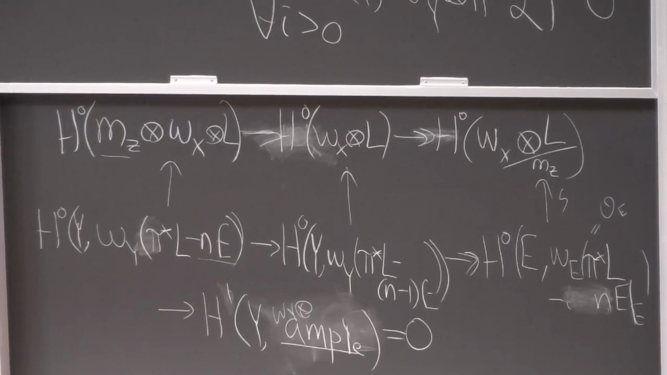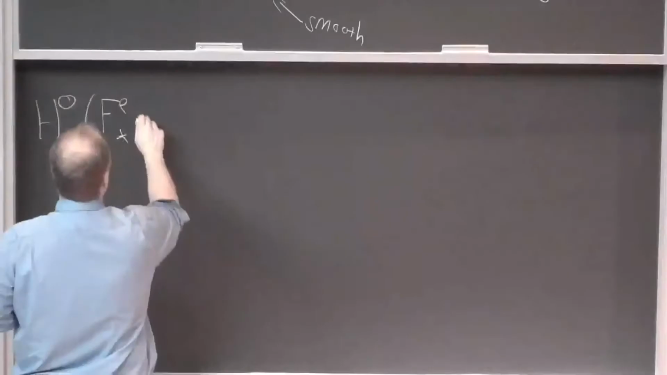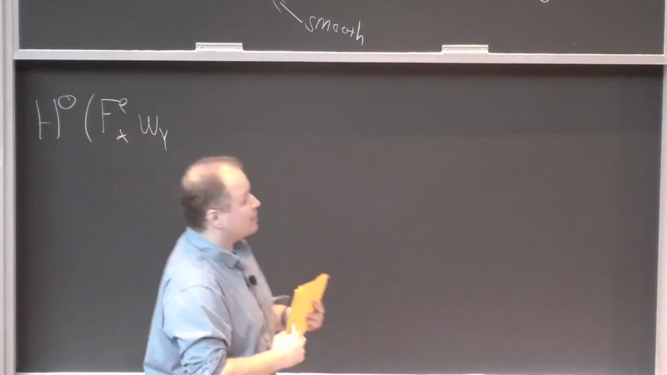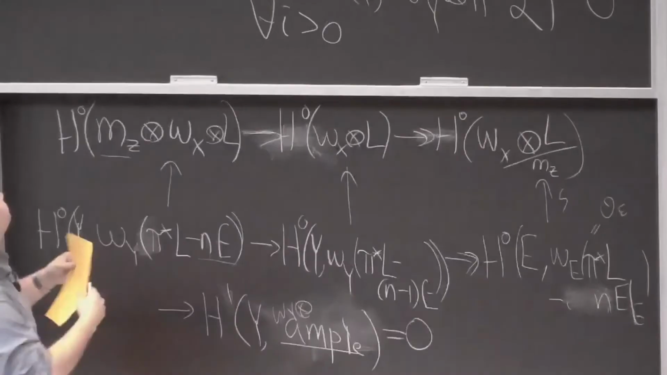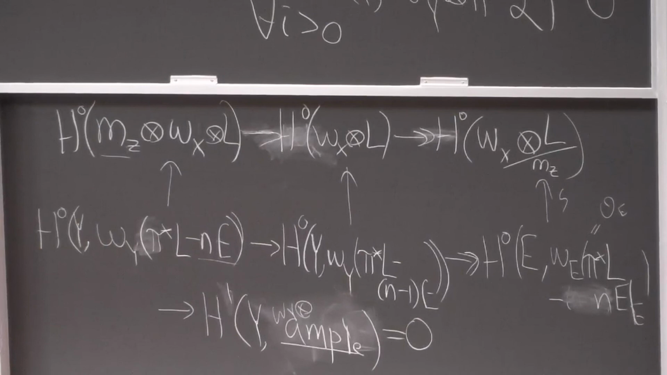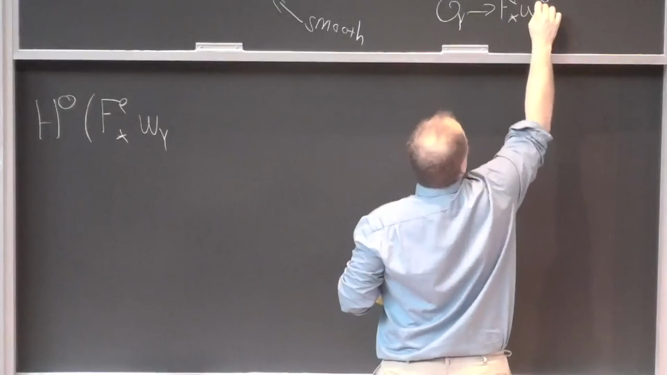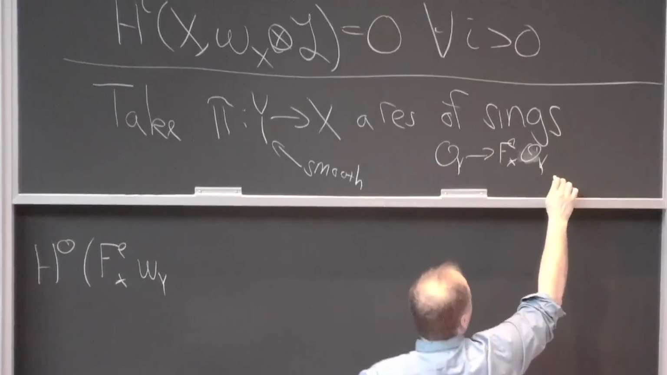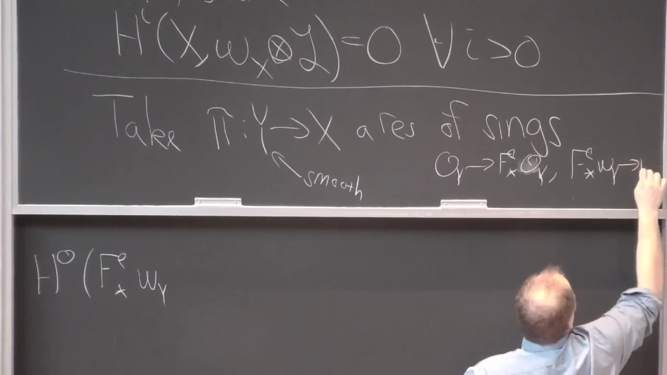So if I just put Frobenius in front of everything, F^e lower star, okay, so I have F^e lower star omega y mapping to omega y. Remember, I guess I will write this up here. I have O_Y mapping to F^e lower star O_Y, and I can dualize that, and I'm going to get F^e lower star omega y mapping to omega y. So that's the map I'm using.